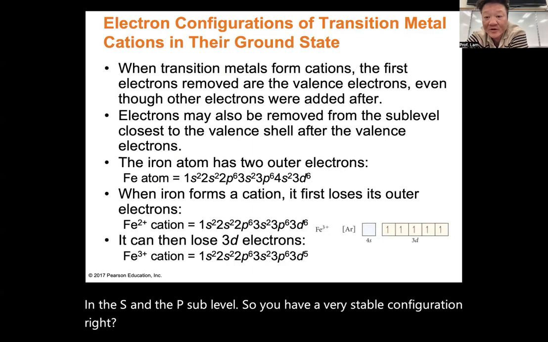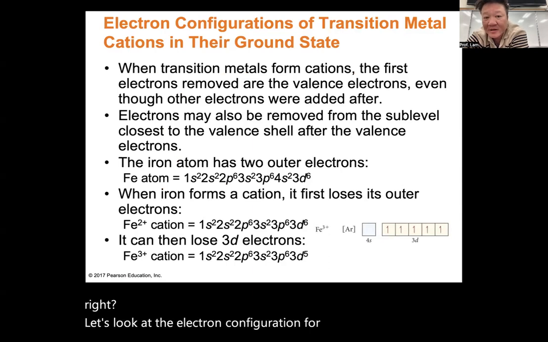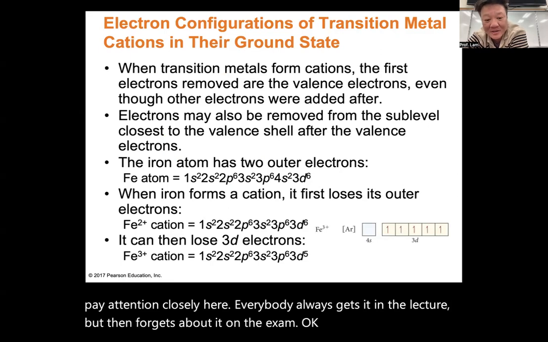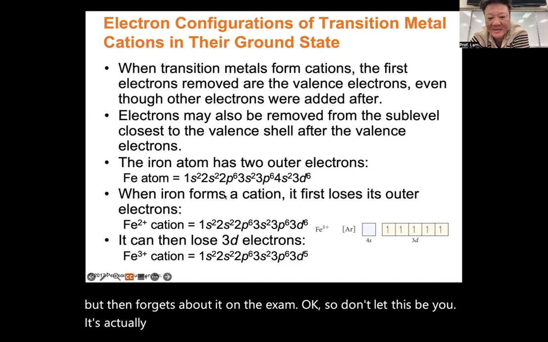Let's look at the electron configuration for transition metals. Okay, so pay attention closely here. Everybody always gets it in the lecture, but then forgets about it on the exam. Okay, so don't let this be you. It actually makes perfect sense why it works this way, but everybody forgets, okay?